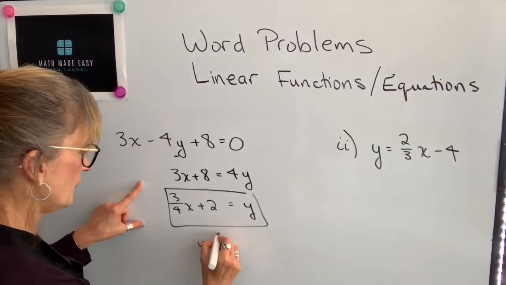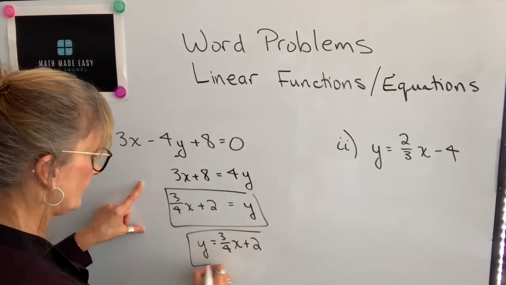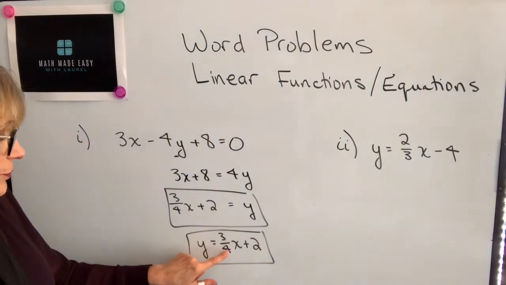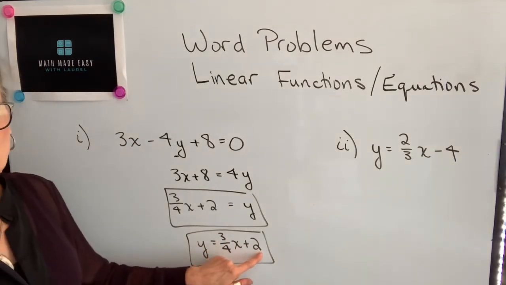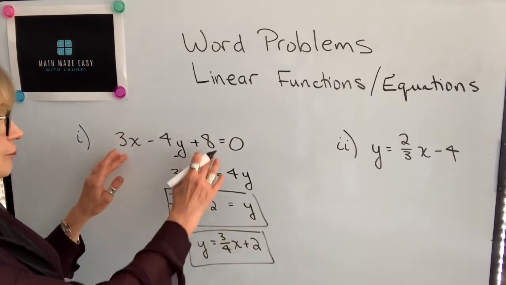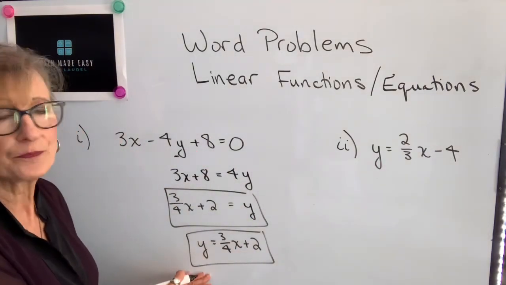Or you might prefer to write it in this order. y equals 3/4 x plus 2. That gives me the slope. That gives me the y-intercept. So in order to go from general form to slope-intercept form, just isolate the y.